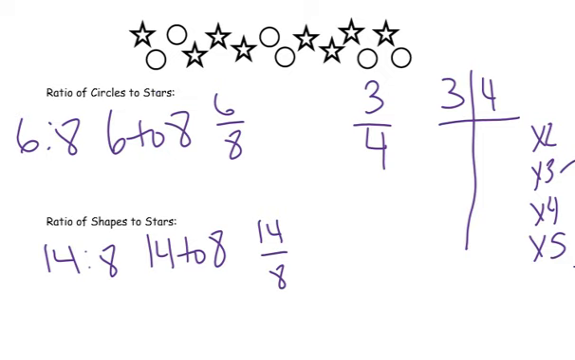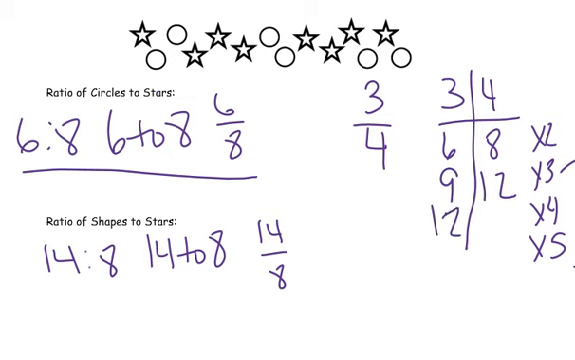So 3 times 2 is 6, 4 times 2 is 8. That's the original ratio that we started with, and because we divided both top and bottom by 2 and came up with 3/4 to simplify it, when we multiply them both by 2, we get 6/8 again. 3 times 3 is 9, 3 times 4 is 12, 4 times 3 is 12, and 4 times 4 is 16. 5 times 3 is 15, and 5 times 4 is 20.